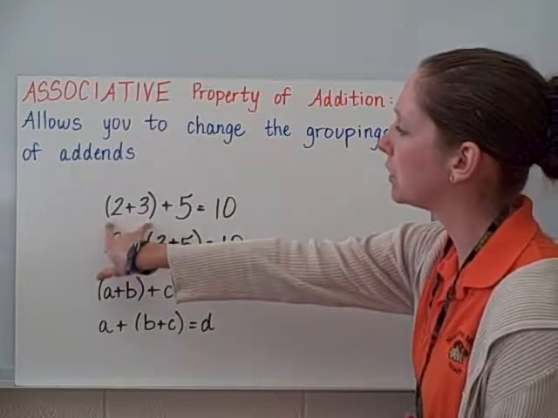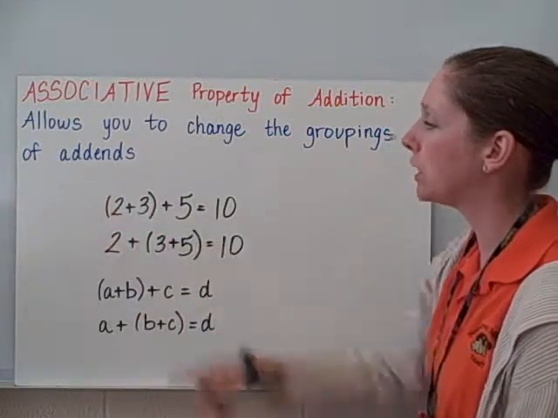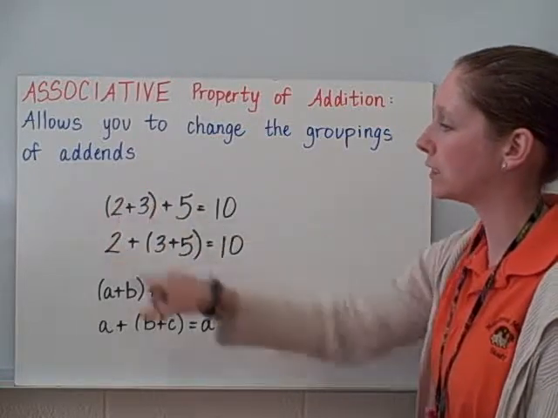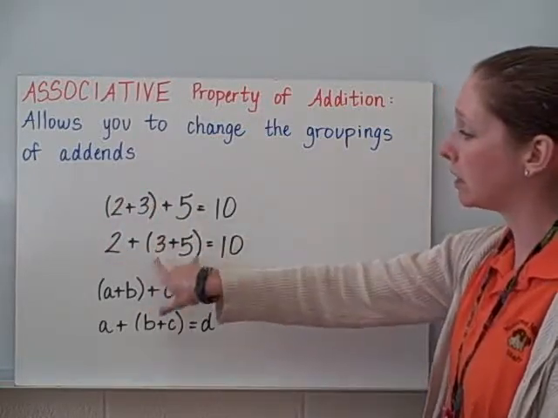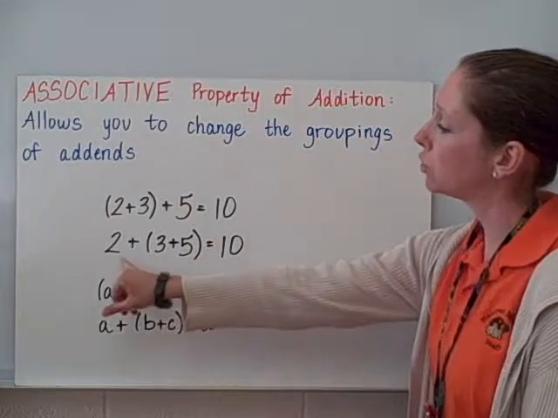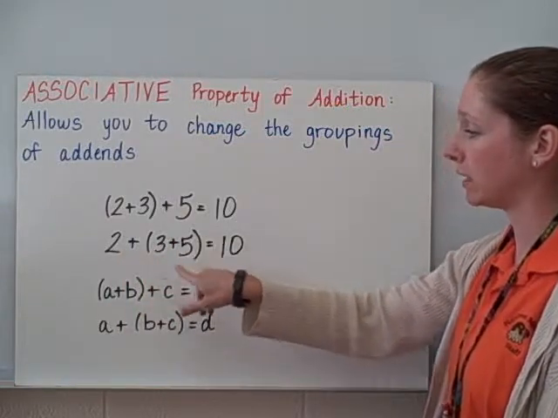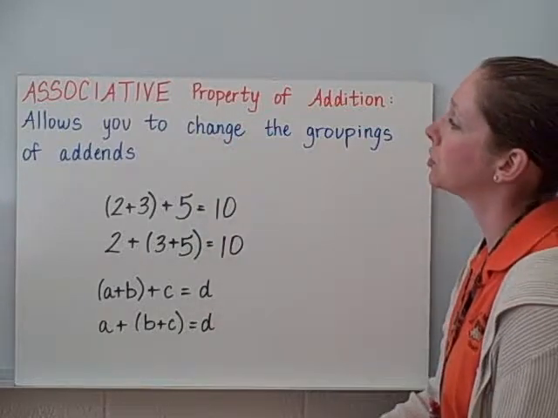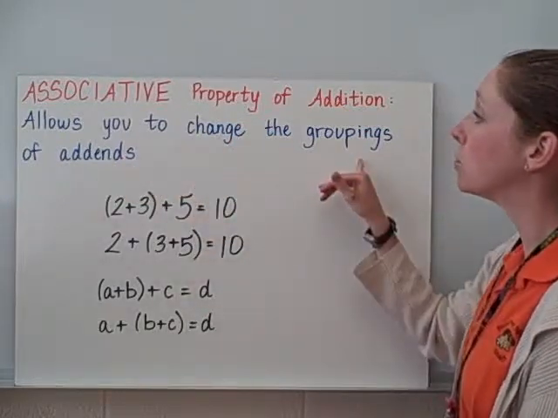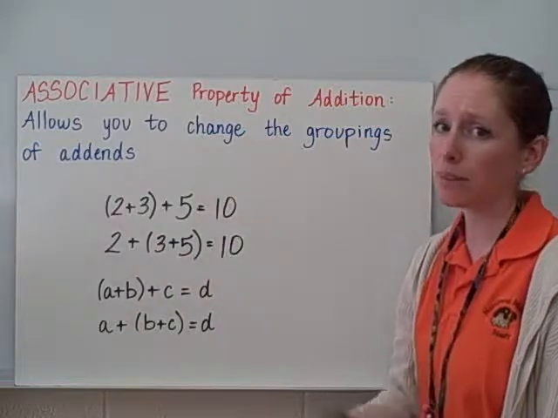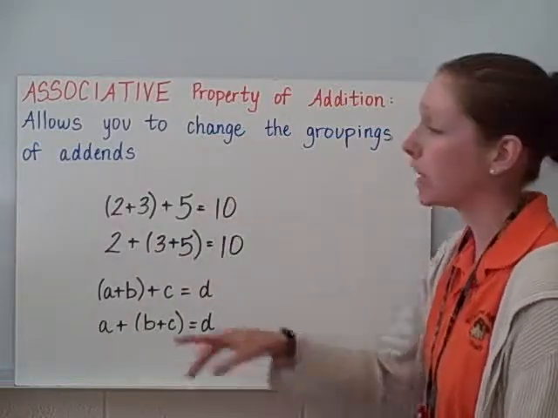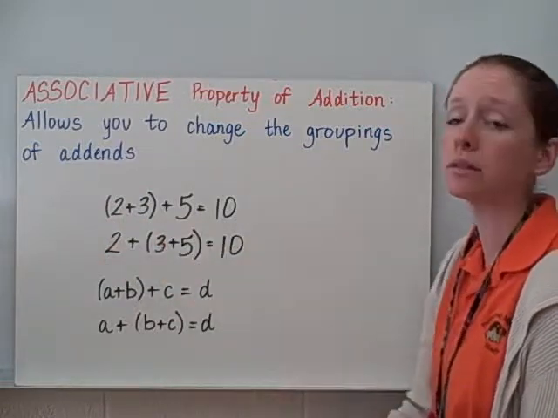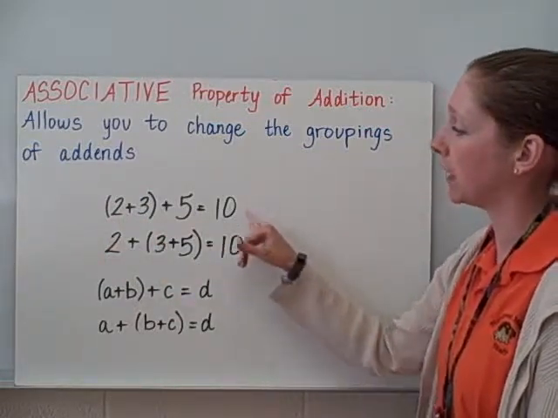So think about these parentheses here. 2 plus 3 in parentheses plus 5 equals 10. What if I took the parentheses instead and put them here around the 3 plus 5? 2 plus 3 plus 5 in parentheses also equals 10. So the associative property of addition allows you to change the groupings of the addends. So think about with your friends. Maybe sometimes you'll hang out with this group of friends and sometimes you'll hang out with this group of friends, but the result is still the same.